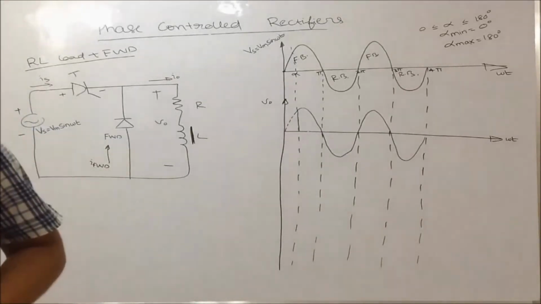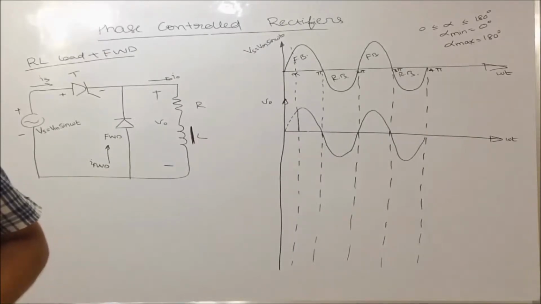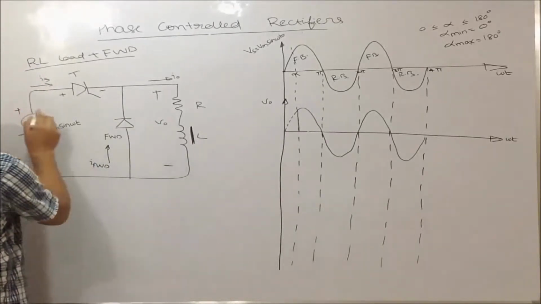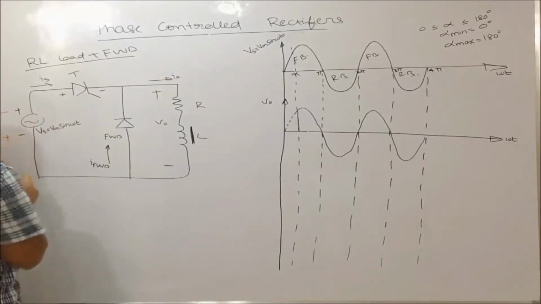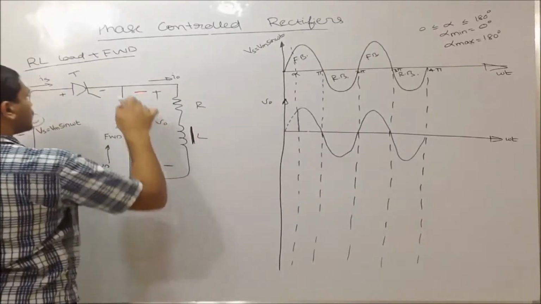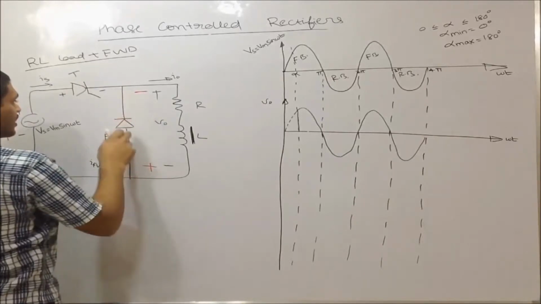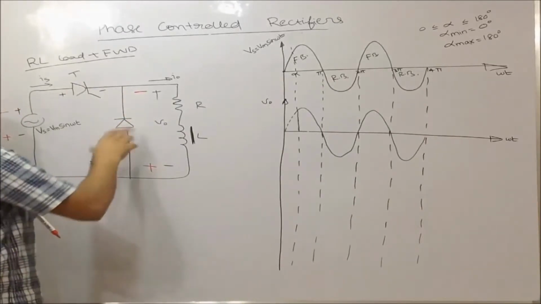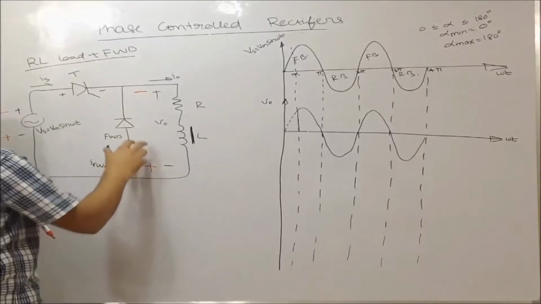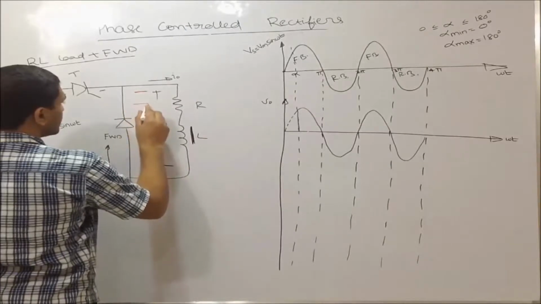In the negative cycle, the polarity of the source is reversed. Here it is positive. So the moment I have the polarity reversal here, this freewheeling diode is forward biased. The moment it sees the positive voltage here, it says I will conduct. Now the conduction is in this path.